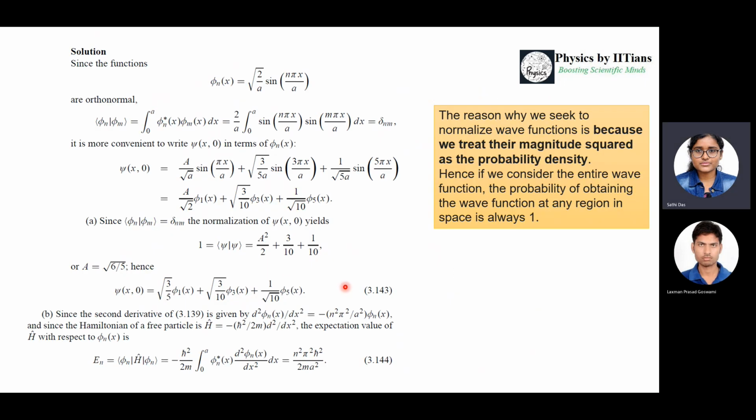So, how do you find out the energy eigenvalue? You can find the energy eigenvalue by using this equation: En equals bra phi n H cap ket phi n. H is the Hamiltonian, which can be written as minus h cross square by twice m d2 by dx2 acting on the wave function. So phi n star d2 phi n dx2 dx, integrated over 0 to a, gives the energy eigenvalue, and it is n square pi square h cross square by twice m a square.